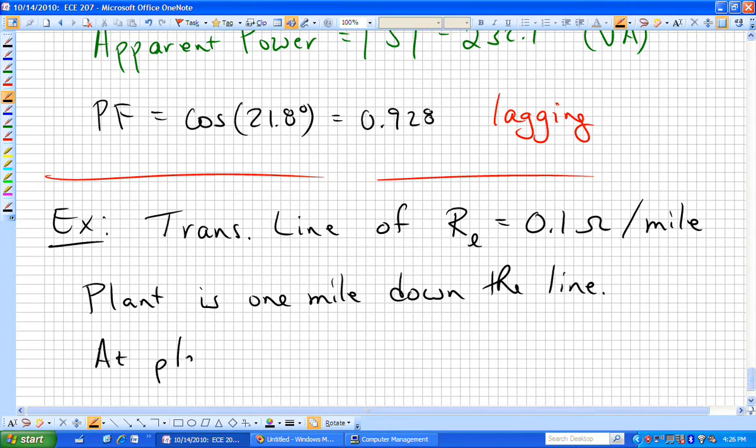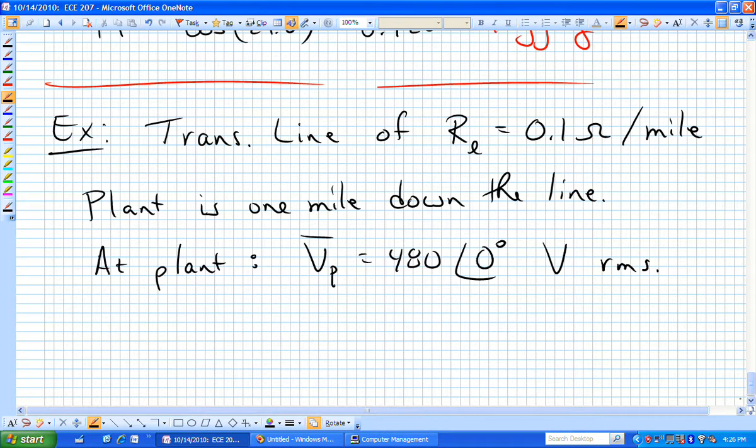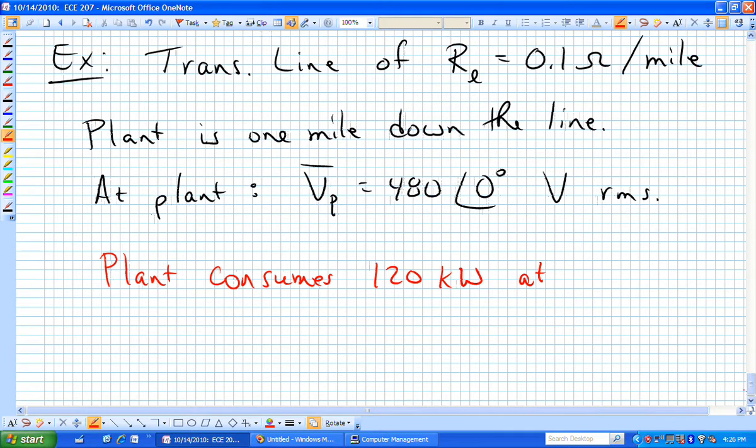And they tell you at the plant that the voltage at the plant is 480 volts at 0 degrees. And they say, oh, that's your RMS voltage. And they also tell you that the plant is consuming 120 kW, kilowatts, at 0.85 power factor lagging.